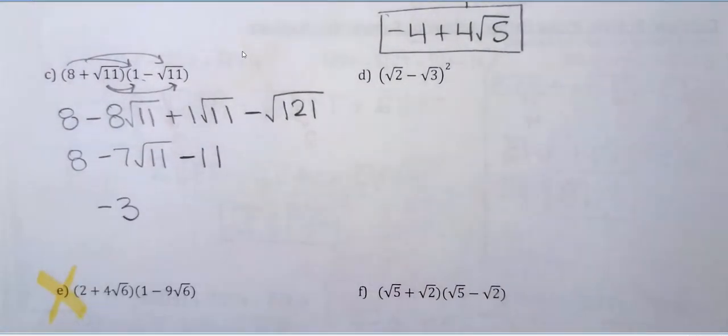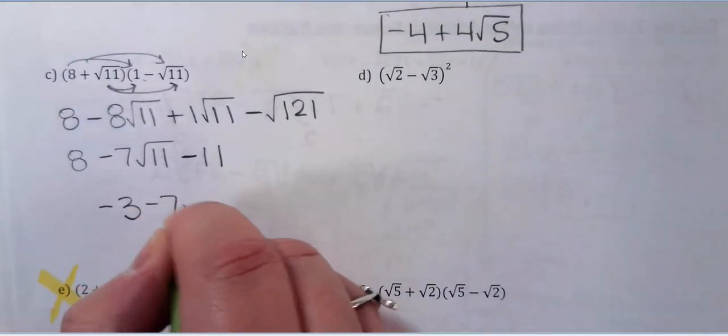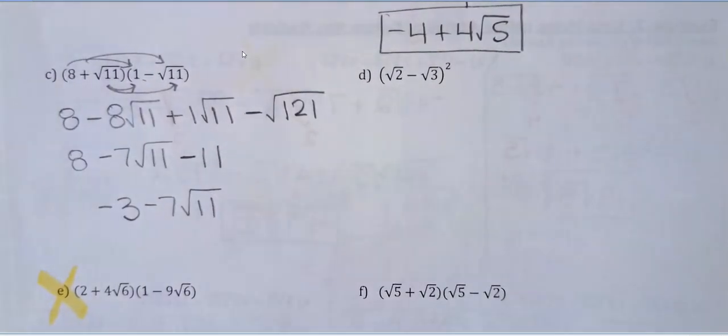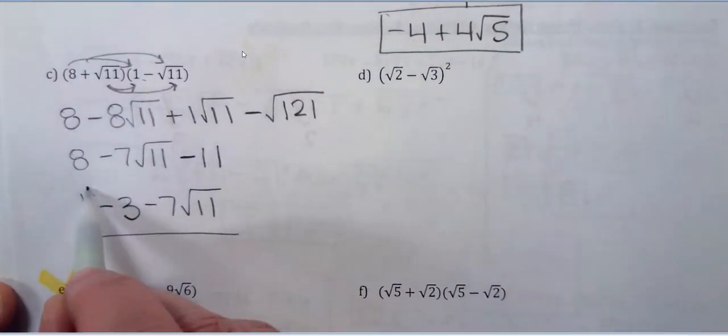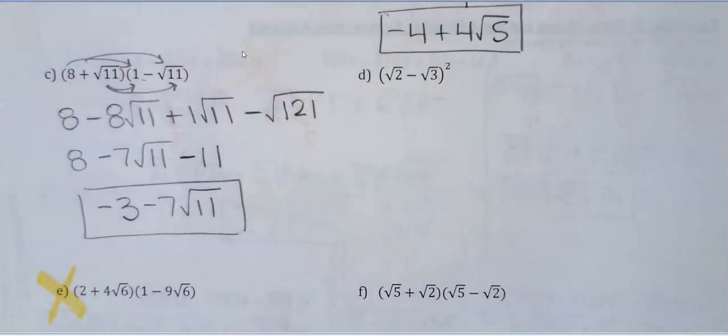I'm just going to go ahead and write that out in front. And then minus 7 roots of 11, which I cannot combine, because negative 3 is a plain number and negative 7 roots of 11 is not a like term with that.